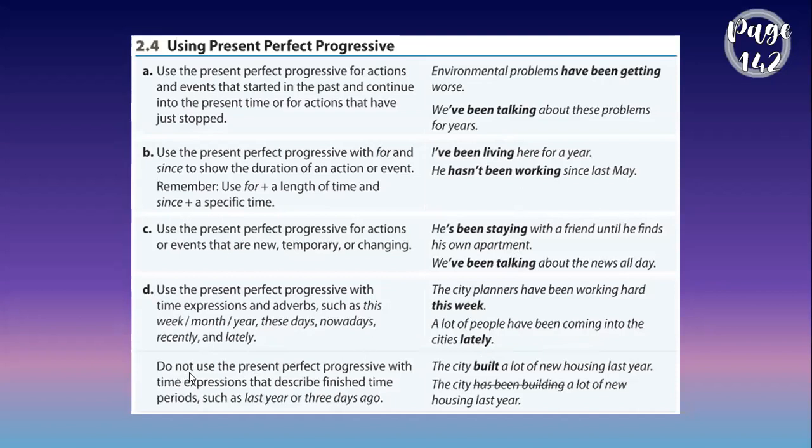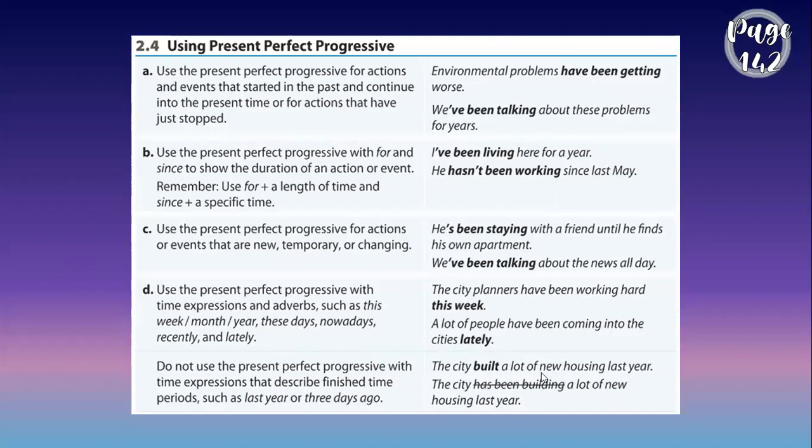The last one: do not use the present perfect progressive with time expressions that describe finished time periods, such as last year or 3 days ago. The city built a lot of new housing last year. We are not going to use it if we say the city has been building a lot of new housing last year, okay, because last year is too close to our past tense.